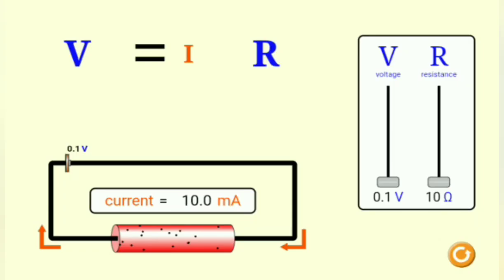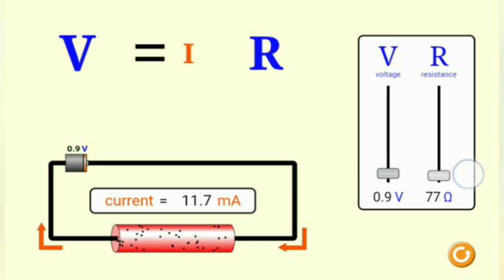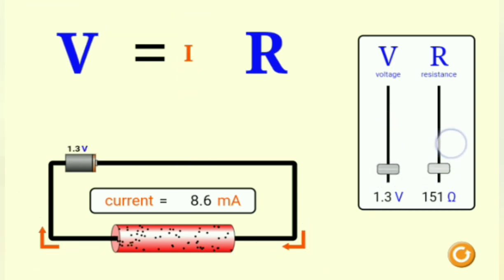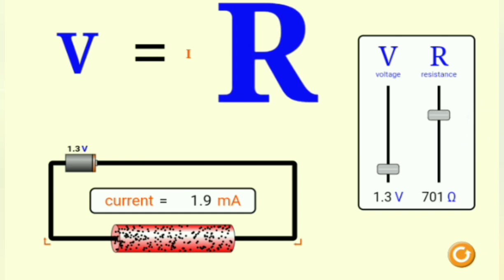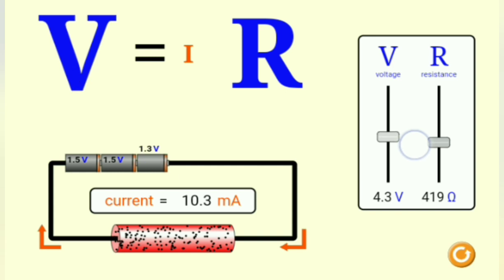This is a simulation app regarding Ohm's law. We can observe the higher the current and voltage, the lower the resistance, and the lower the current and voltage, the higher the resistance. It also shows the resistance opposes the current flow.